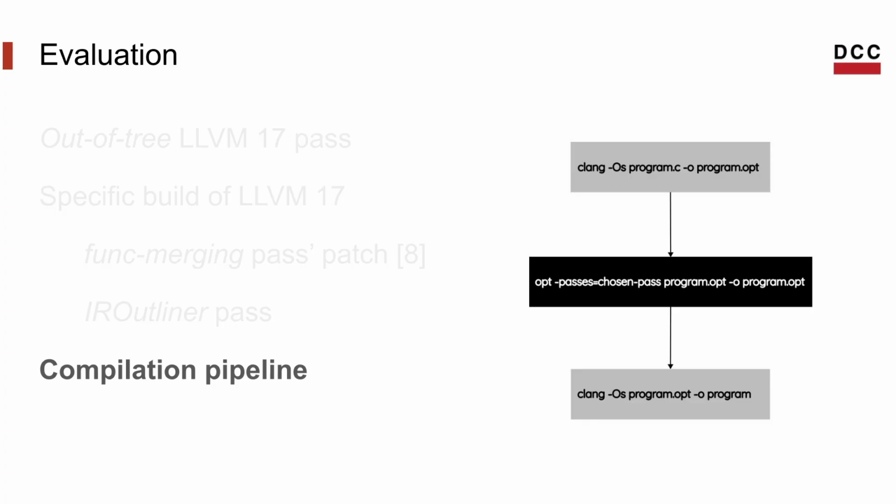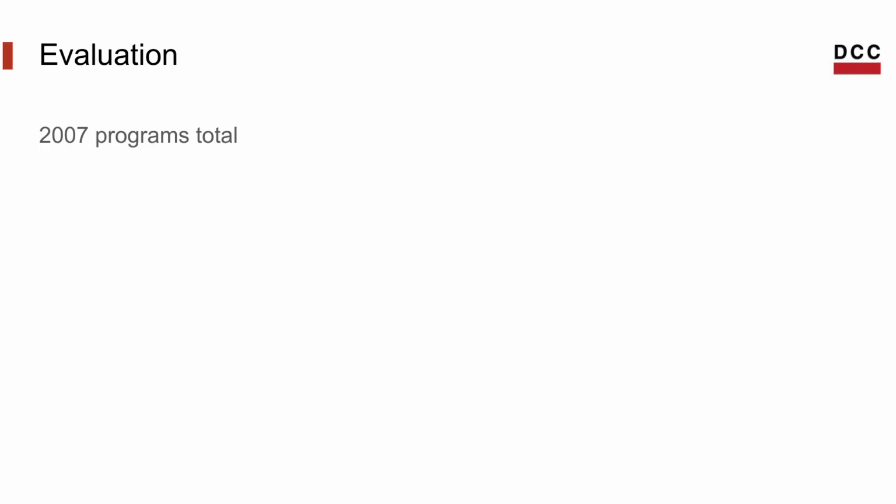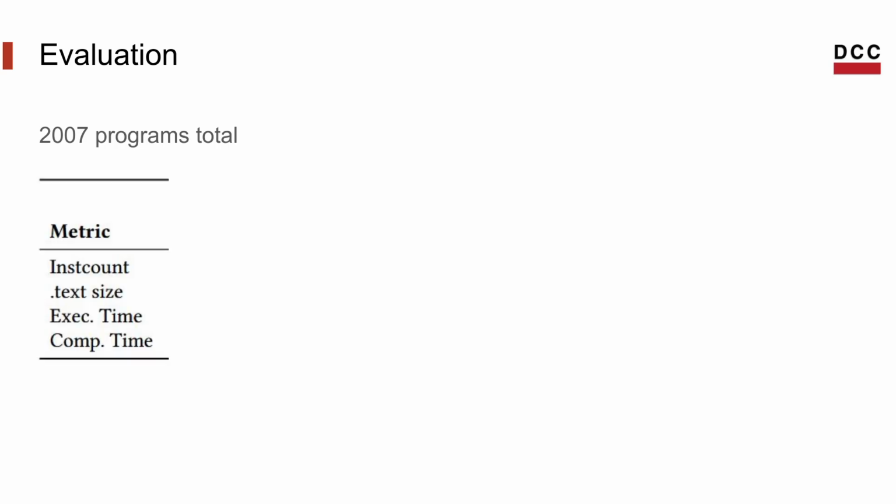To evaluate all metrics for each experiment, we ran a compilation pipeline that runs -Os before and after the application of a chosen pass. This pipeline was introduced as a patch in the build system of the LLVM Test Suite, to compile 2007 programs from the real world with the 3 passes. For each of the 2007 programs, 4 metrics were collected to compare dataless against the baselines.